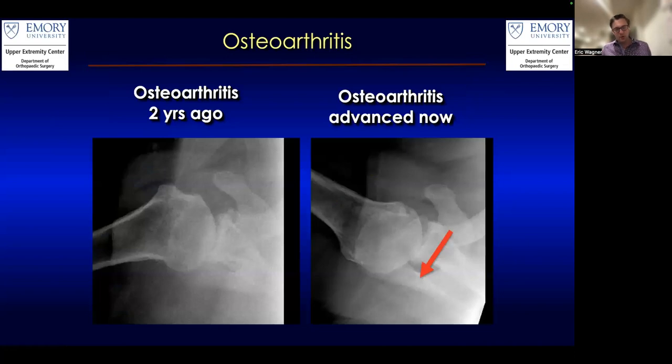So in this example, 2 years ago versus now, you can see it's pretty well centered here, with some arthritis. And then 2 years later, you can see how it's kissing right here, and you can see how they've translated more posteriorly here.